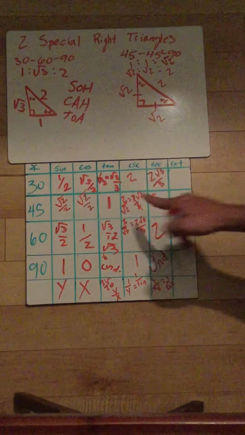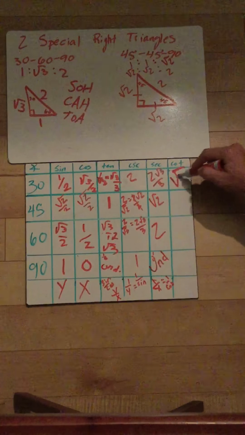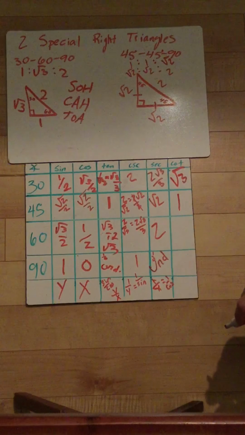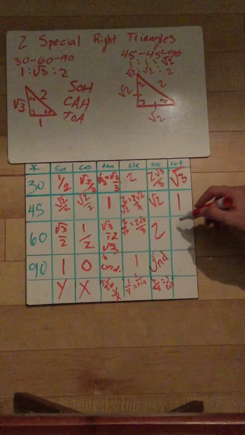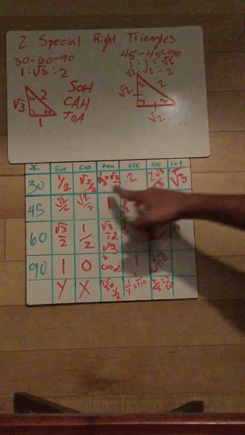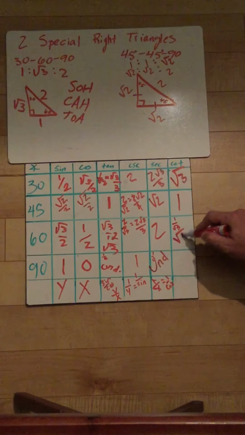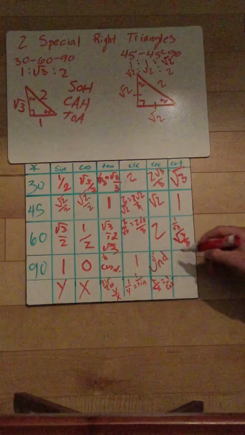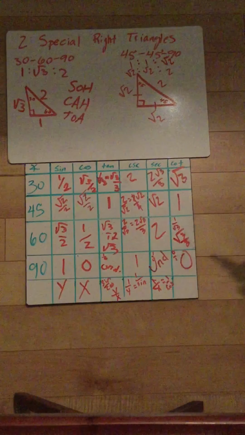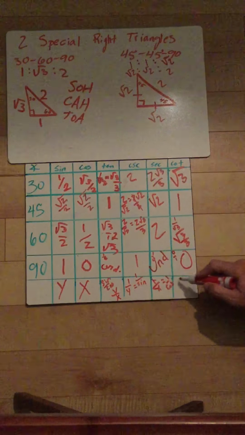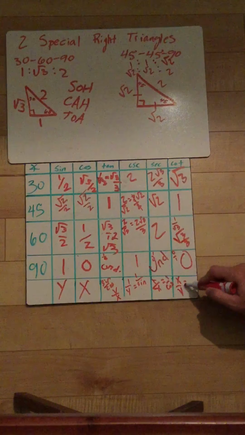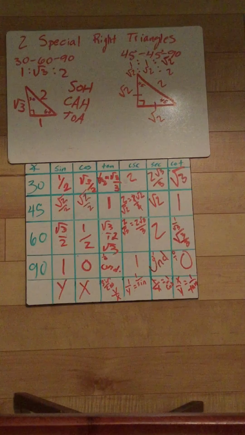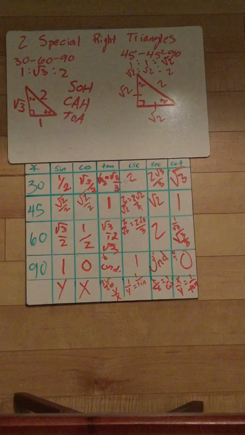Cotangent flips the tangent over. So before I had 1 over radical 3, I would flip that as radical 3 over 1. Flipping 1 over gives me that for the cotangent of 45. Flipping over radical 3 gives me 1 over radical 3, which was the tangent of 30, becomes radical 3 over 3. And because this was 1 over 0, when I flip that over, I get 0 over 1, which is 0. And the cotangent is the reciprocal of the tangent, so that is actually x over y. That is now all 6 values of our 30, 45, 60, and 90 degree angles.